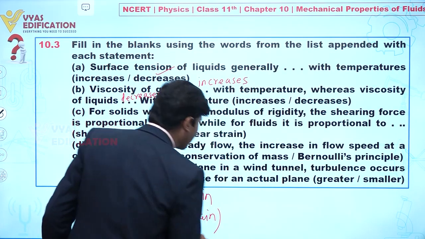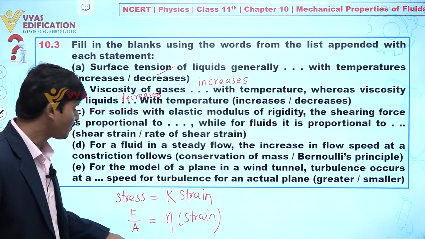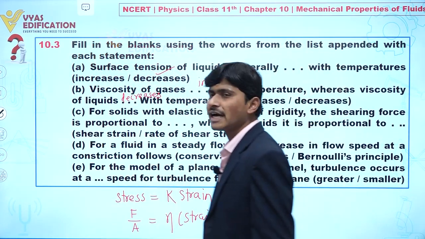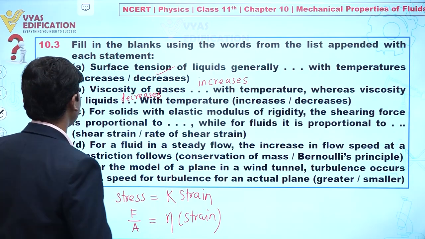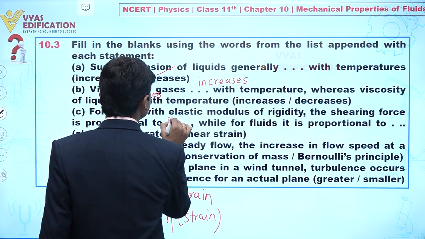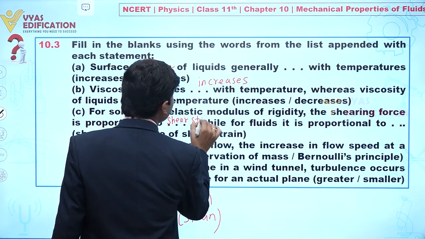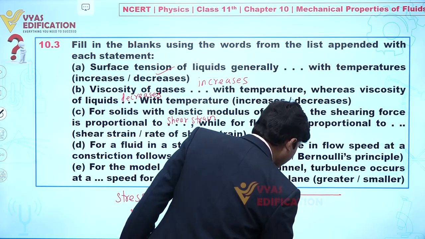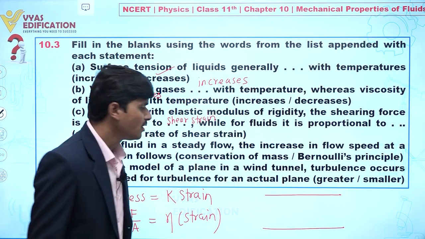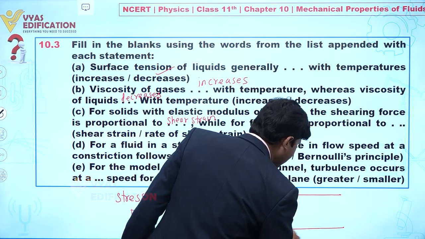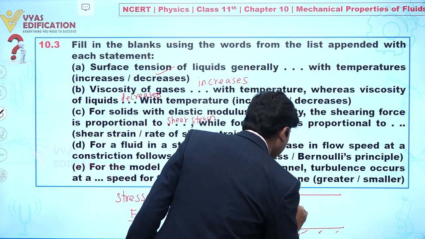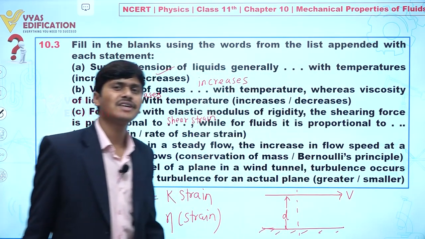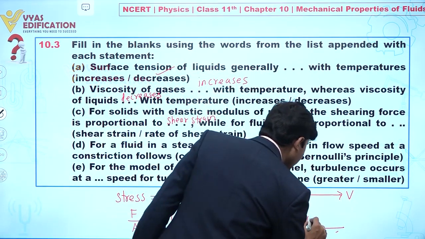So for a solid, shear force is directly proportional to shear strain. So here we are getting the answer: this is shear strain. But what will happen in liquids? Suppose we have two layers, and the liquid layer is in contact with the ground, at a certain distance d. Here we have velocity v of the liquid, and here velocity v equals 0.